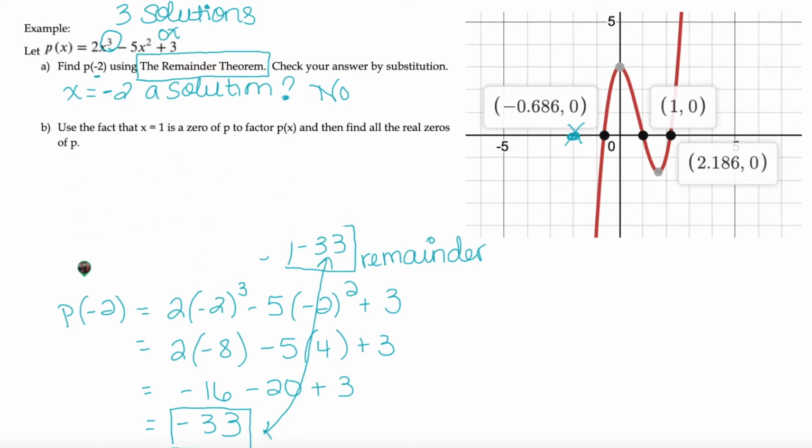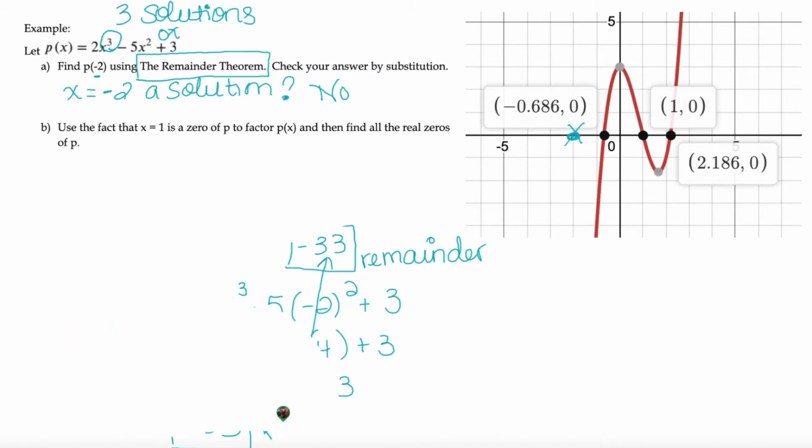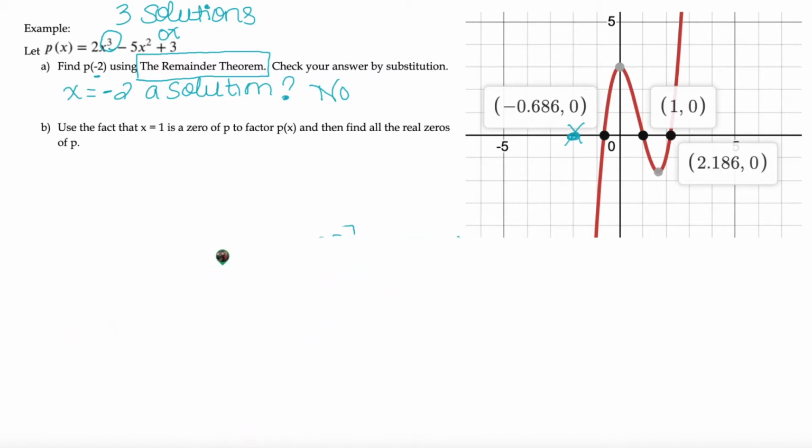Part B says, use the fact that x equals 1 is a 0. Remember, it is a 0, so it is a solution, so that we can find all the real zeros of p. Well, we can see that 1 is a solution. However, a couple of the others are also solutions, but they're kind of ugly decimals. They're not easily able to identify. So how can we use this to help us find what those exact solutions might be?